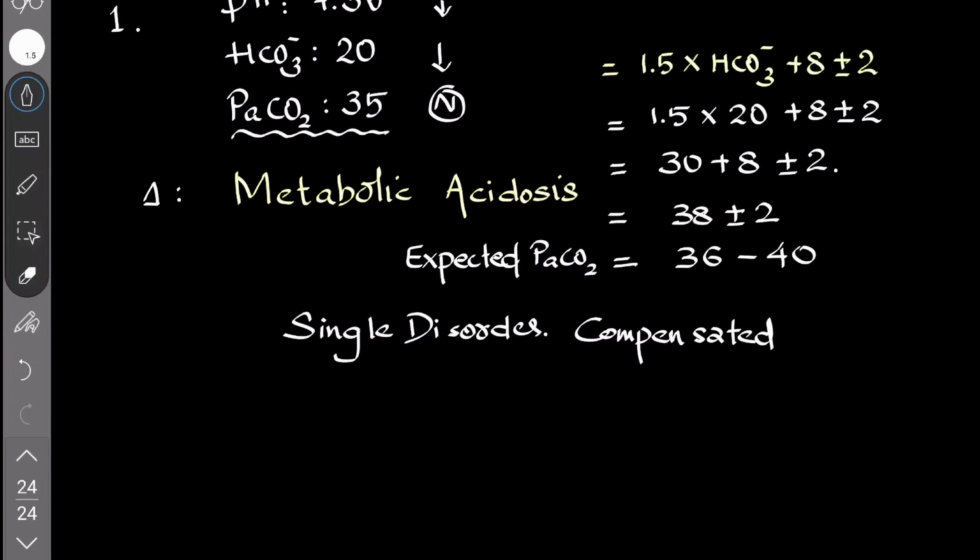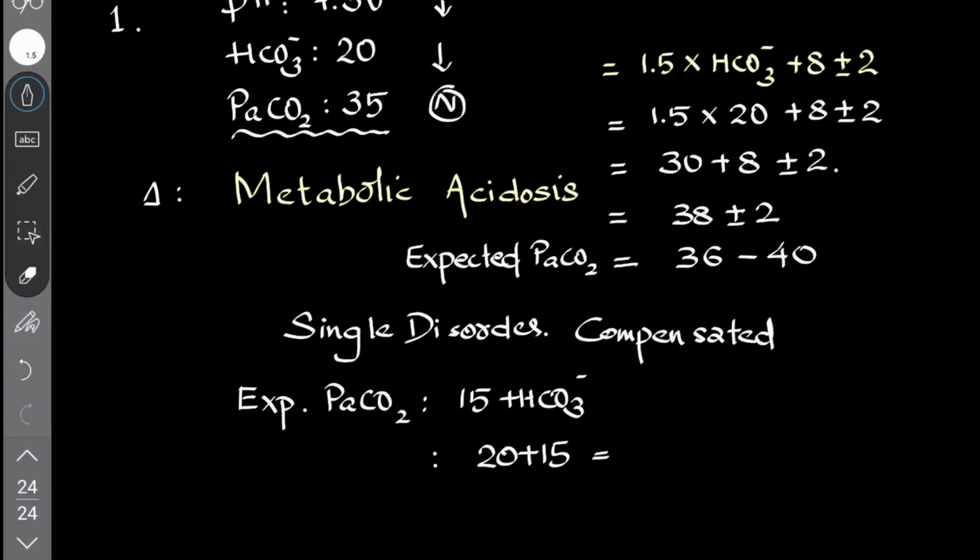So in a crude way also we can tell that the expected PaCO2 is 15 plus bicarbonate. That is, 20 plus 15, that is 35. It's clearly similar to the PCO2. So it's compensated. Okay, compensated metabolic acidosis.